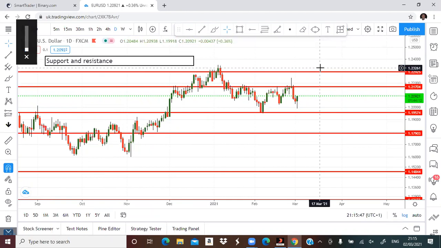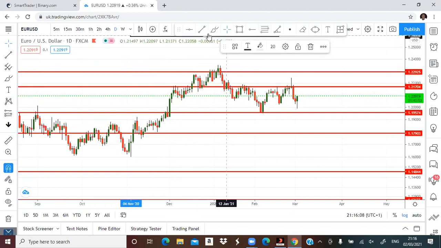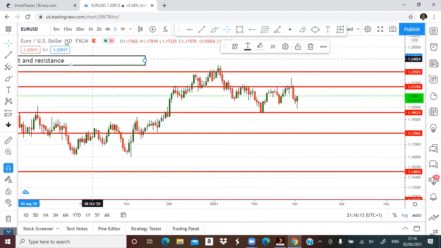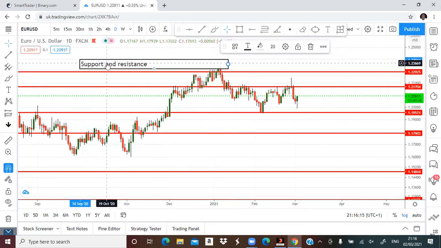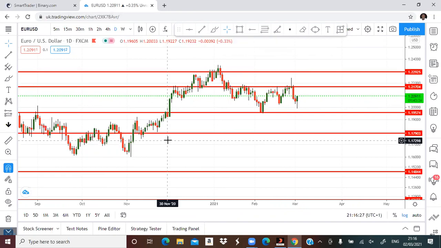Our topic, like I told you, is going to be support and resistance. How do you understand and draw support and resistance correctly? Because support and resistance is very important in trading. It doesn't matter which instrument you're trading, whether you're trading forex, crypto, or volatility index. If you don't know how to draw support and resistance correctly, then you have a long way to go.